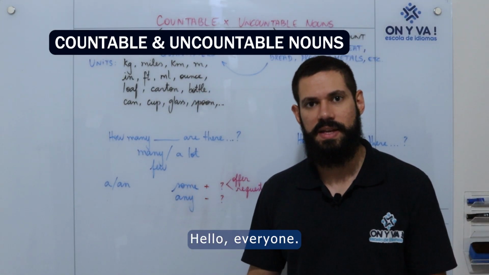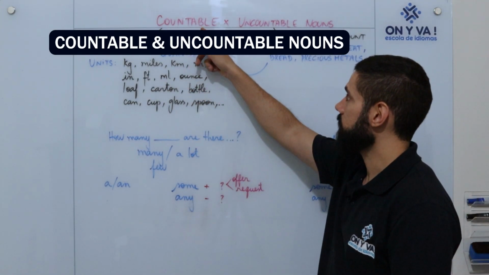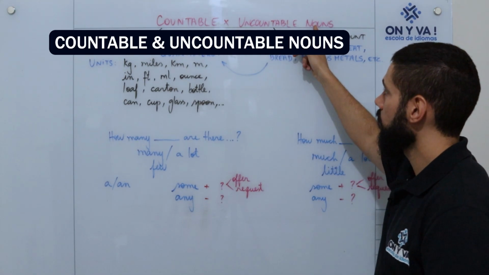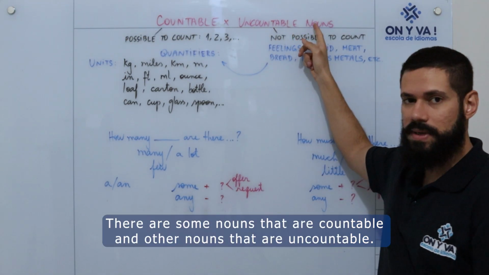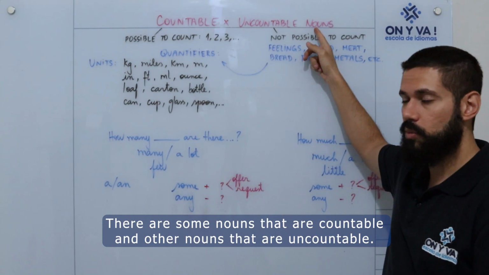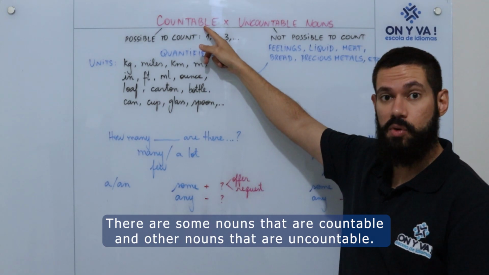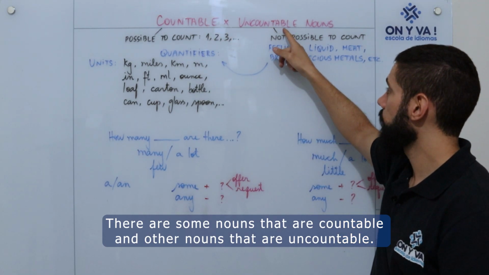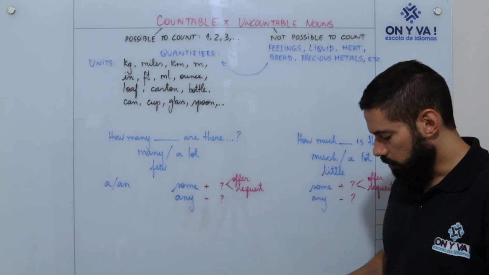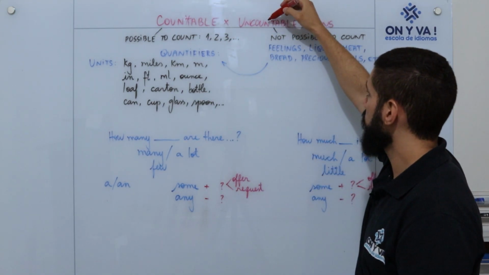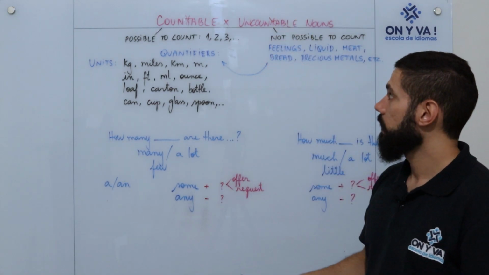Hello everyone. Let's talk about countable nouns and uncountable nouns. There are some nouns, some words, that are countable and some words that are uncountable. In your pronunciation you can also say "countable" if you want, or "uncountable" if you want.